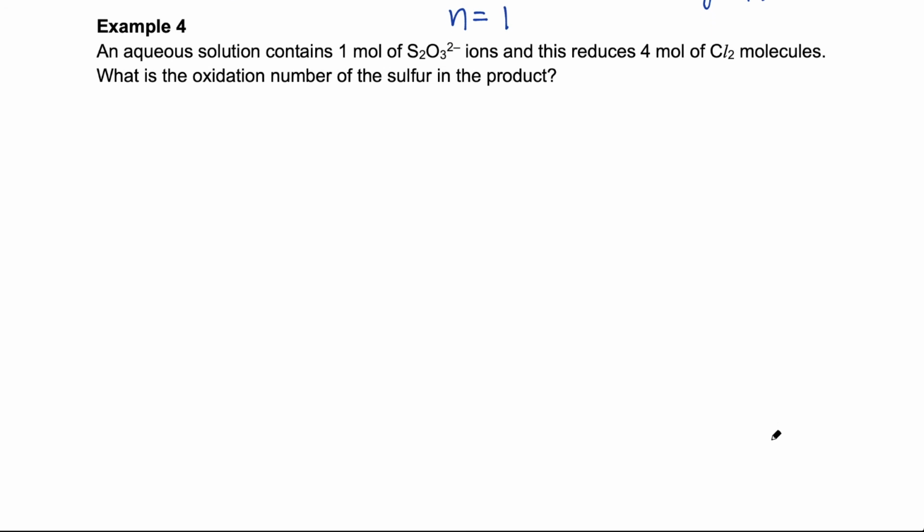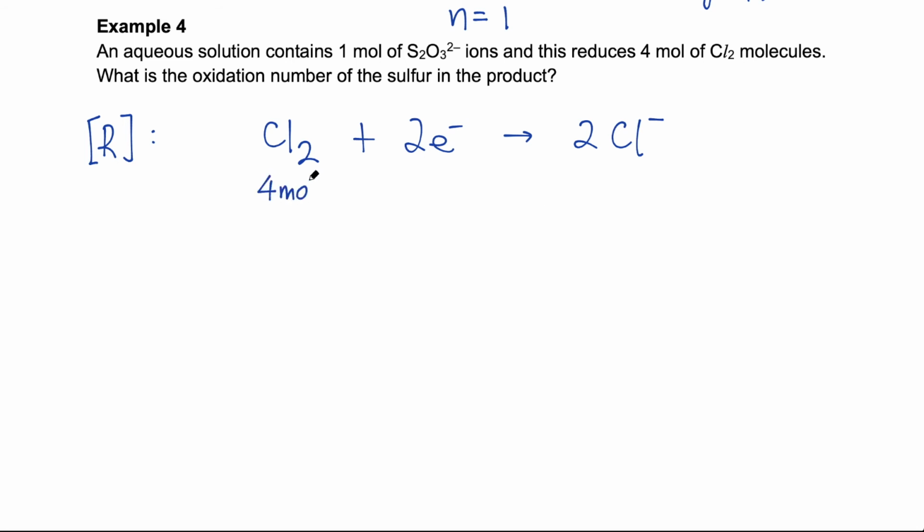Let's go on to example number 4. We're going to set up our reduction and oxidation half equation. Chlorine molecules are being reduced, and we know that this is 4 mole, requiring 8 mole of electrons. In the oxidation equation, thiosulfate is going to become something, and we do not know what the oxidation number is. Let's let it be n.